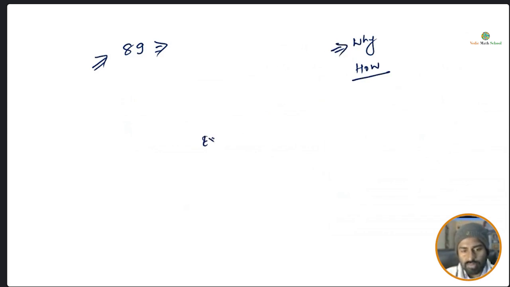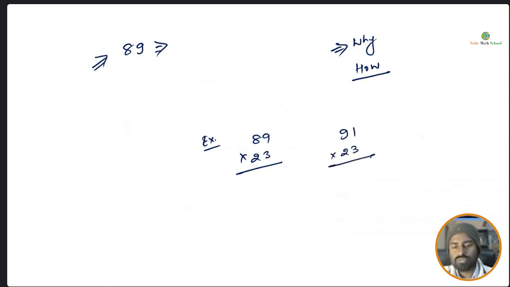Suppose let's take one example. In the same example, if I say 89 multiplied by 23, and the second example is 91 multiplied by 23, which one looks easy to you? Because of the 1, this one looks easy, right? And here we have very big numbers, 8 and 9. Here we have one number that is very easy, 1, we don't have to multiply, and 9 is the only number like this. So this is easy.